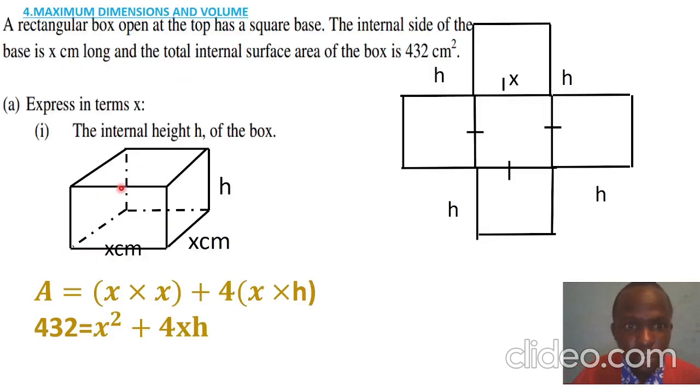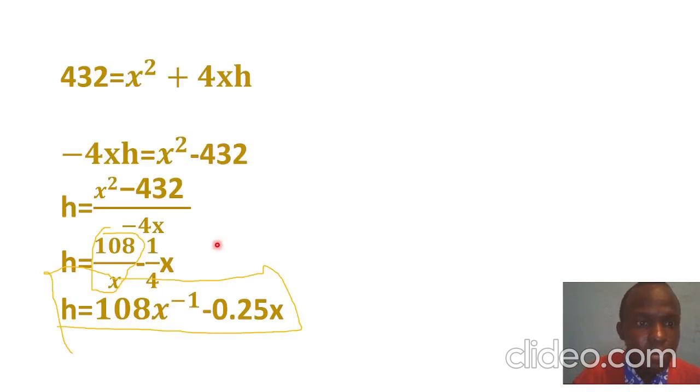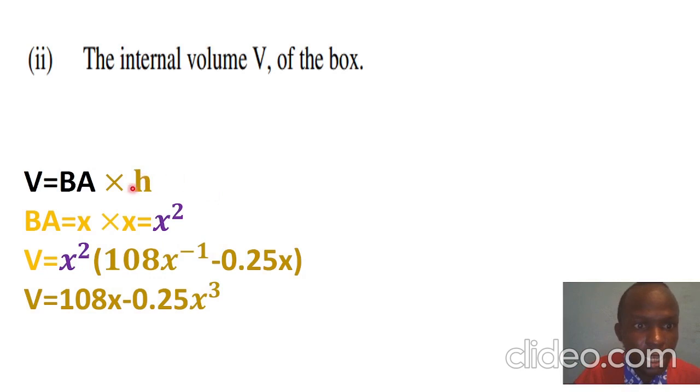Let us go back to the diagram. The base area, this is the base area, x times x, which is x squared. So the base area is x squared. The base area times the height will give us the volume. But what is the height? Here is x squared.